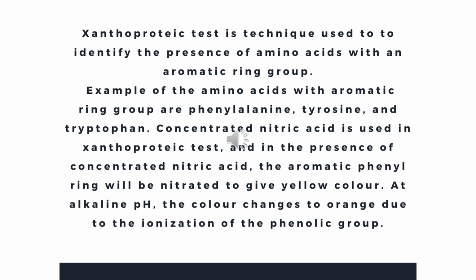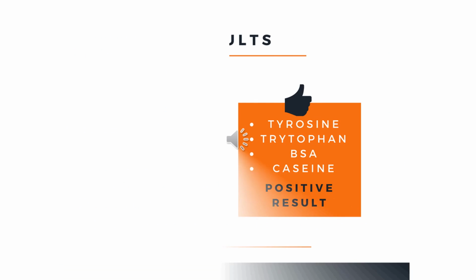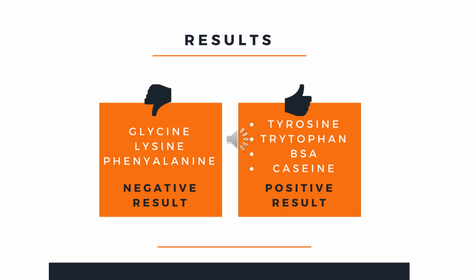Concentrated nitric acid is used in this test, and in the presence of concentrated nitric acid, the aromatic phenol ring will be nitrated to give rise to a yellow color. At alkaline pH, the color will change to orange due to the ionization of the phenolic group. Glycine, lysine, and phenylalanine demonstrated negative results for this test, while tyrosine, tryptophan, BSA, and casein demonstrated positive results.